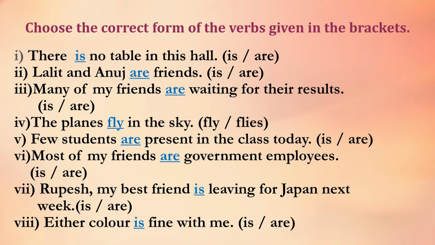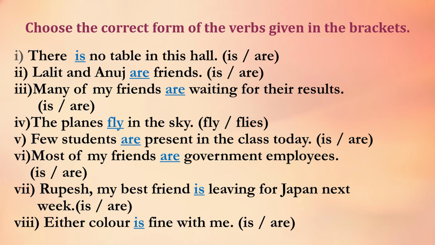Second is Lalit and Anuj are friends. Lalit and Anuj are two persons, that is plural noun. So verb must be plural, that is are. Third is many of my friends are waiting for their results. Many is the subject which is plural. So the verb must be plural, that is are.